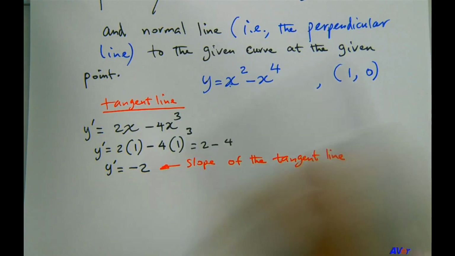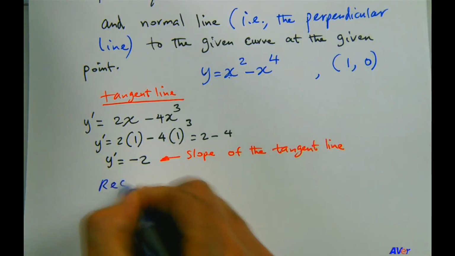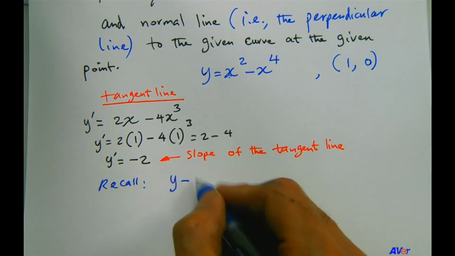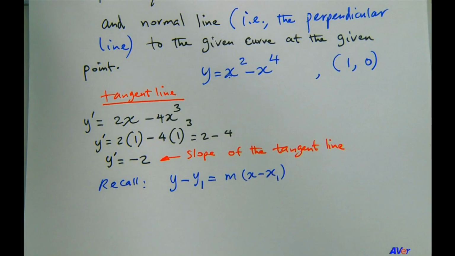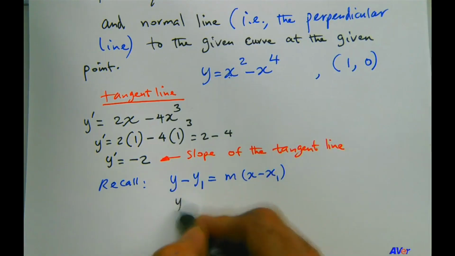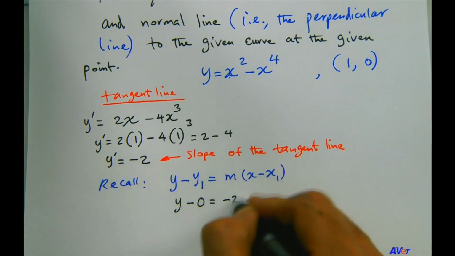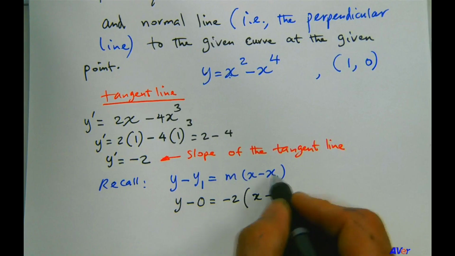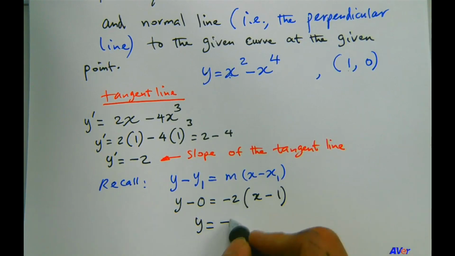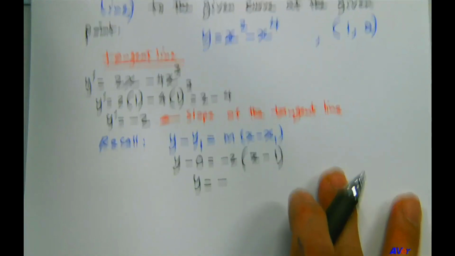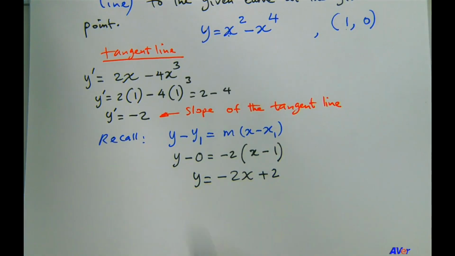And so we know the slope of the tangent line, and we know a point on the tangent line. So recall from basic algebra the point slope form of a linear equation. Let's apply it. In this case, y minus y1 is y minus 0. m is the slope of the tangent line that we just found. x minus x1 is x minus 1. So we have y equals, let's distribute the -2 into the parentheses, so we have -2x plus 2 as the equation of the tangent line.